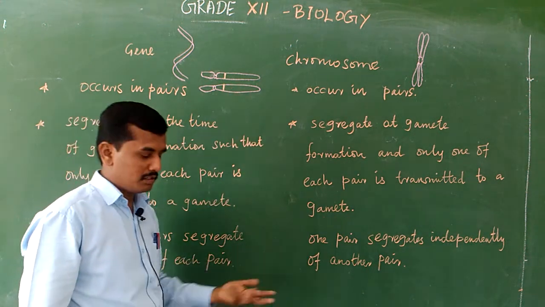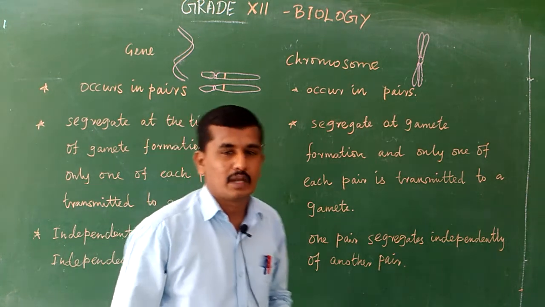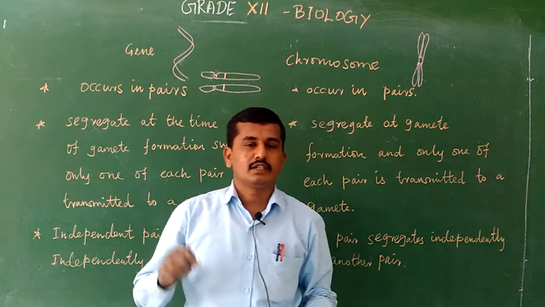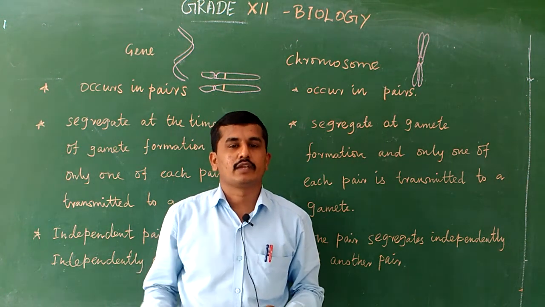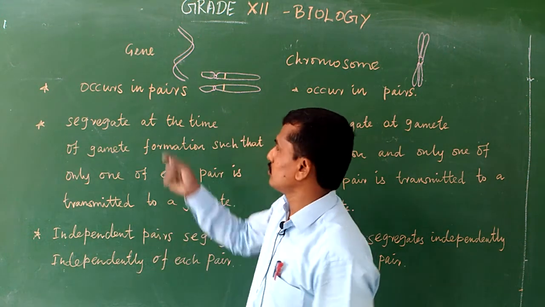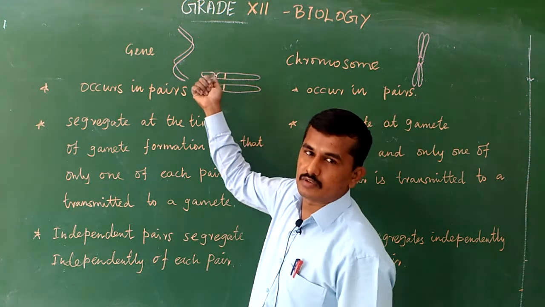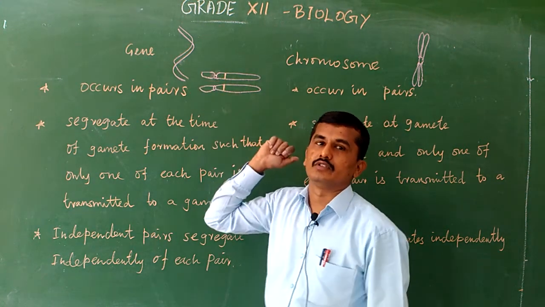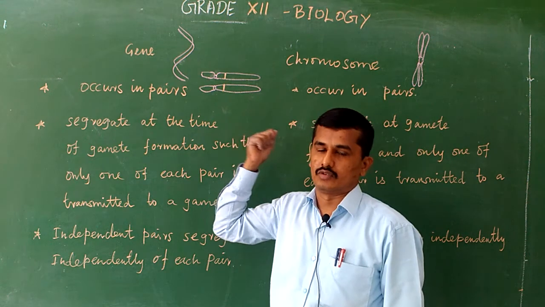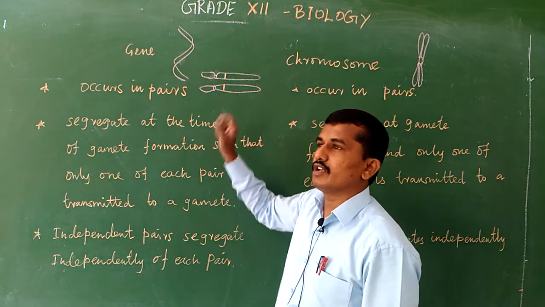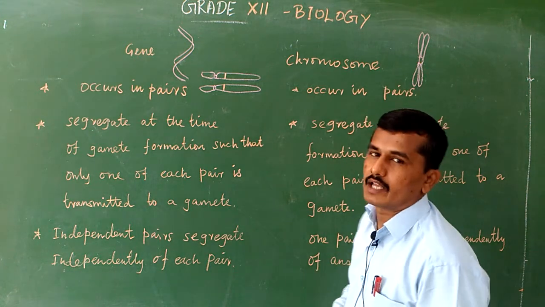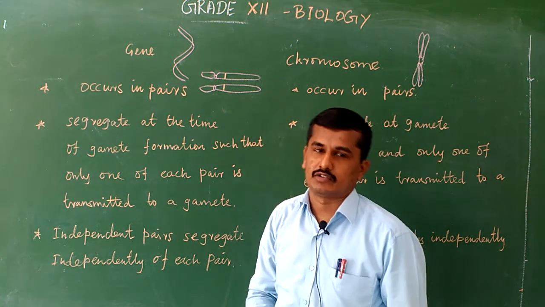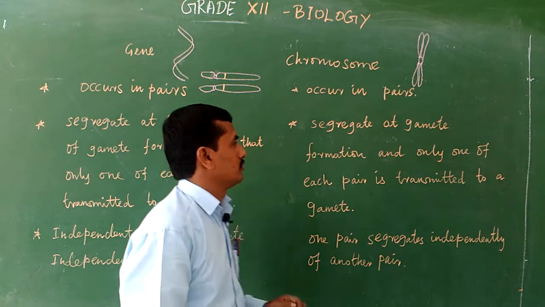For example, a human male produces two types of gametes. One gamete has the X chromosome and another gamete contains the Y chromosome. So the X chromosome has genes present, and the Y chromosome also has genes. Even in females, XX also. So genes occur in pairs. Even the chromosomes, the homologous chromosomes, the 23 pairs, also occur in pairs.